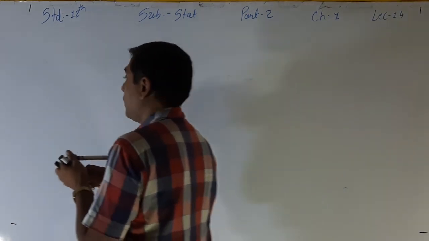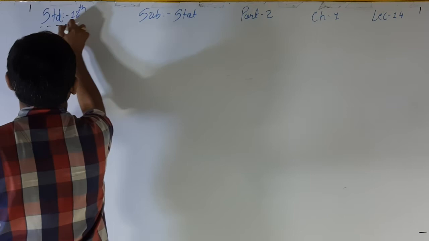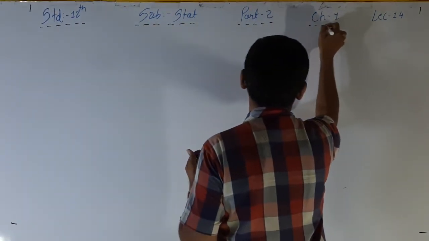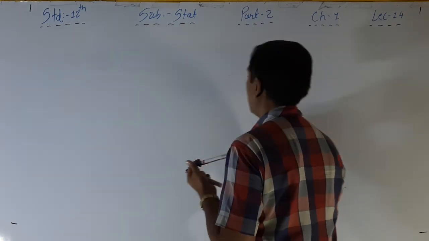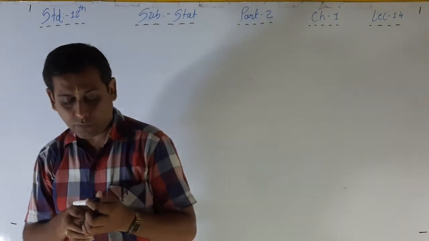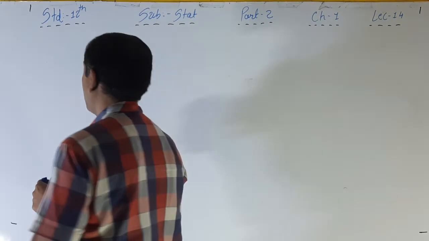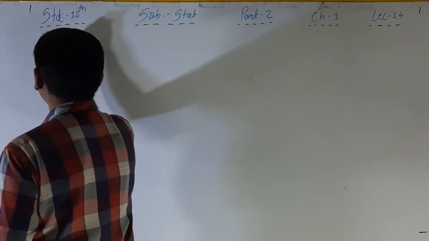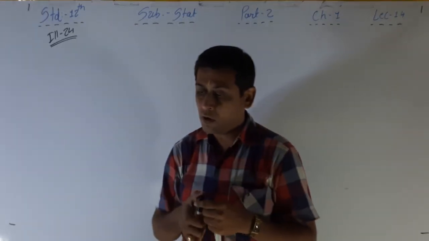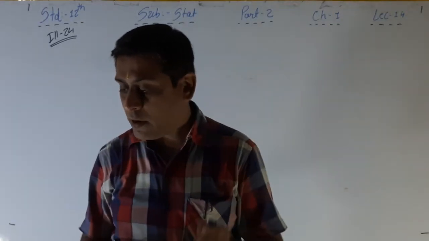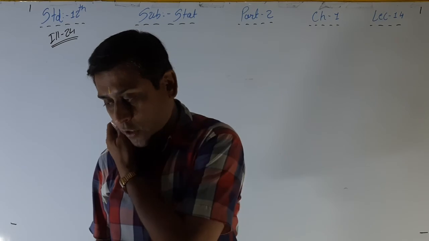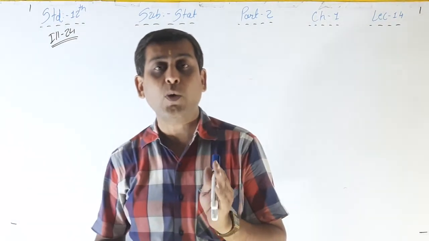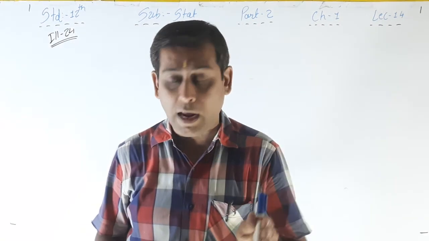This is Statistics Part 2, Chapter 1, Probability, and this is lecture number 14. We'll start our next illustration, illustration number 24. I am reading the question first. For two events A and B in the sample space of the random experiment, the given value is P of A dash, not P of A.